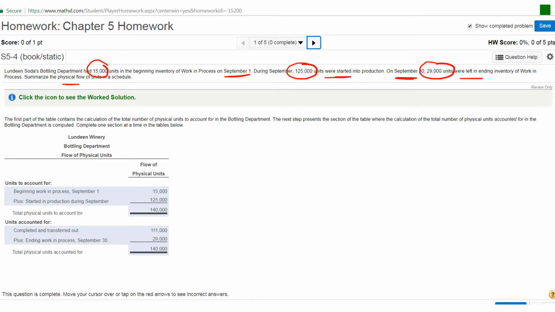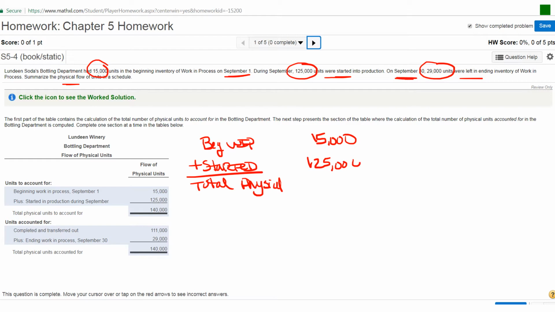This problem wants you to summarize the workflow. So the two equations that you need to know, I'm going to remind you over here, is you take your beginning work in process units and you simply add the units that just started during the period. When you do that, that gives you your total physical units. Now in this problem, they told you that you had 15,000 units in beginning inventory. You're going to go ahead and add that 125,000 units to the 15. That's going to give you 140,000 units total physical. So if you look at the solution, that's what they're basically showing you right over here.